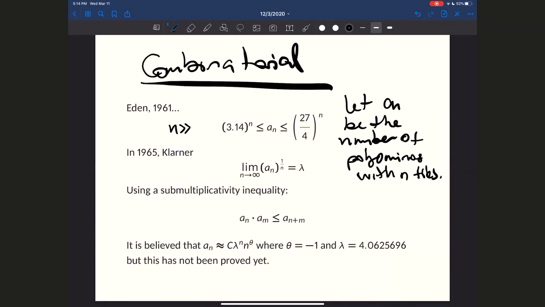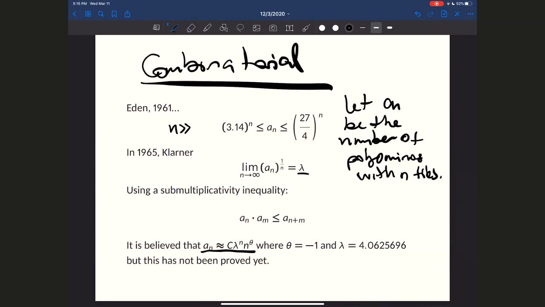And then later on, Klarner proved that, well, if we take the n-th root of a_n, it converges to a constant. And now one of the open problems in the field is finding the exact constant. There are some conjectures about how a_n looks like.